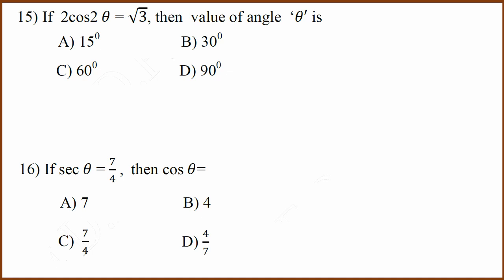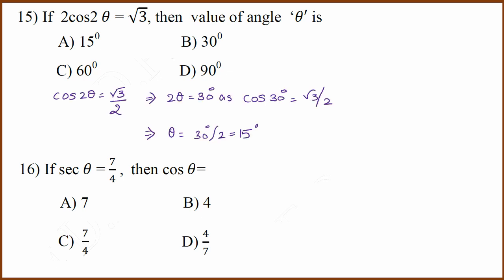15th and 16th question, again trigonometry question. 15th question is value of key angle. Okay. So they've given that cos 2 theta is root 3 by 2. If cos 2 theta is root 3 by 2, 2 theta is 30 degree. Why? Because cos 30 is root 3 by 2.